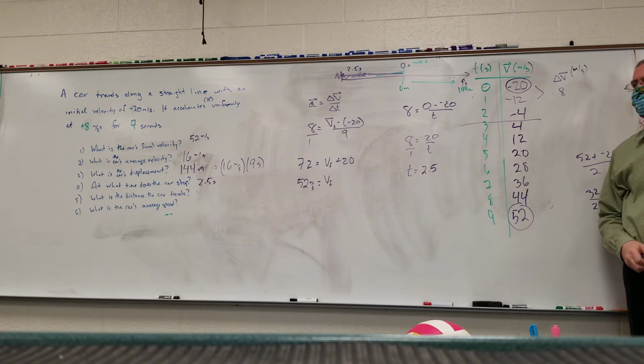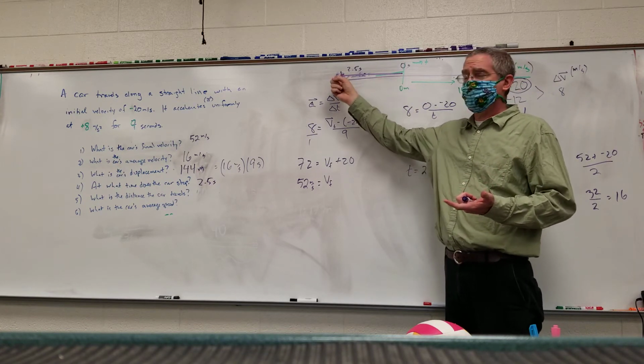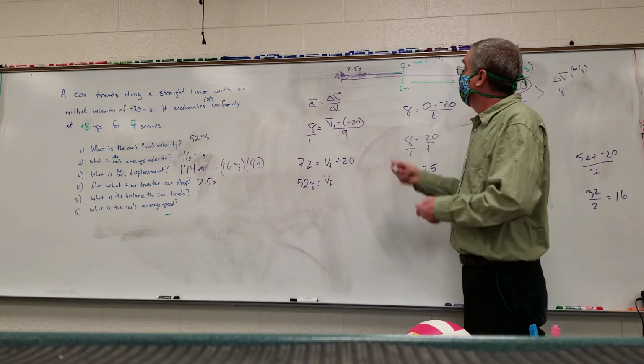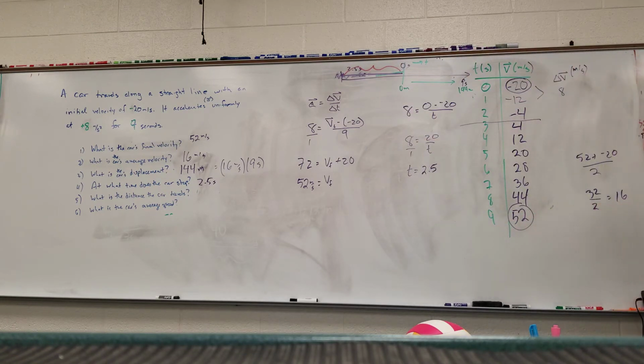So now to find the distance traveled, again, we have to figure out how far does it go before it stops. What is this distance here? So for the first 2.5 seconds, what is the average velocity?